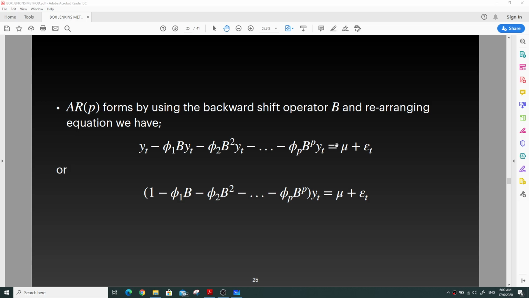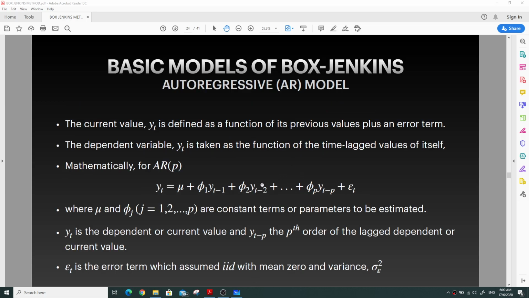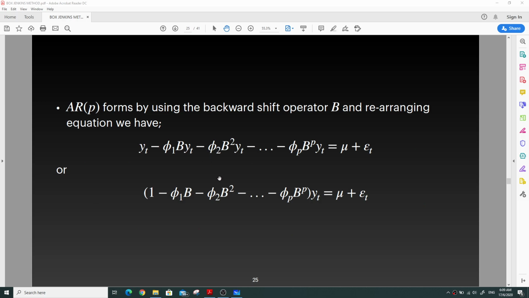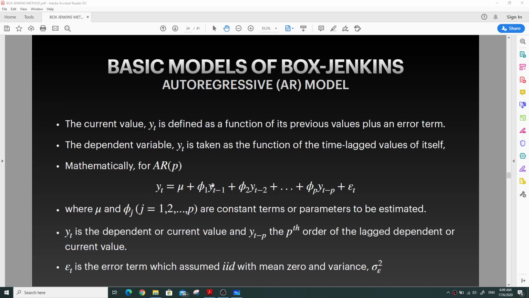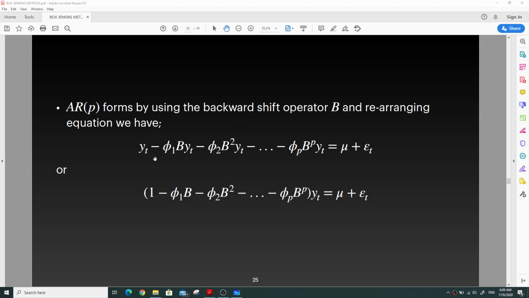Suppose we rearrange our AR model here, from the right side to the left side. Then y(t-1) is actually B y(t), y(t-2) is B squared y(t), and B to the p y(t) for the p-th lag, and so on. So when we rearrange, we can write the backshift operator in this form.